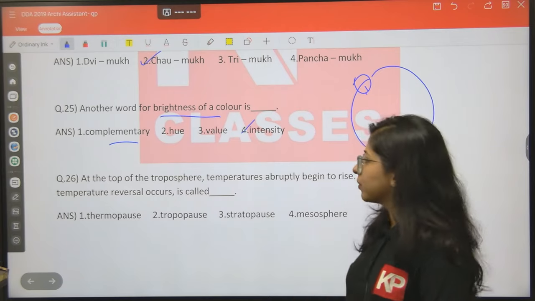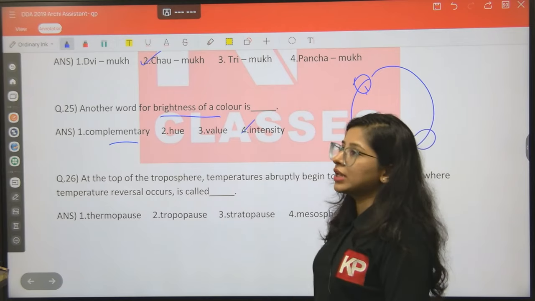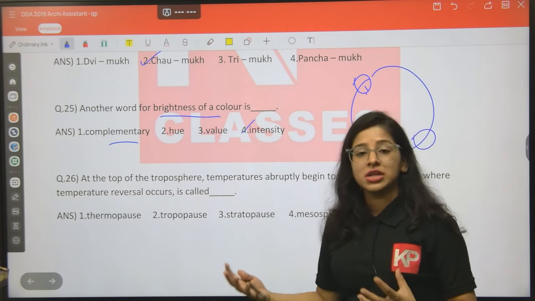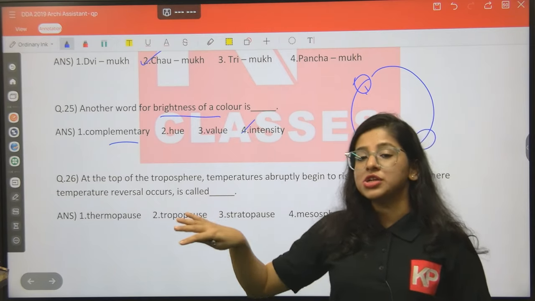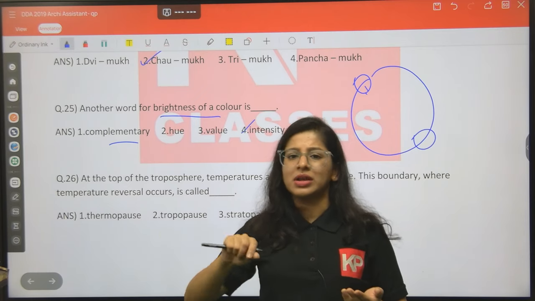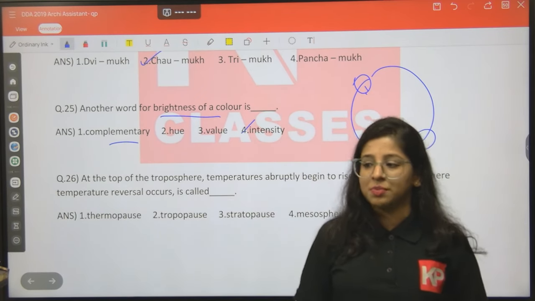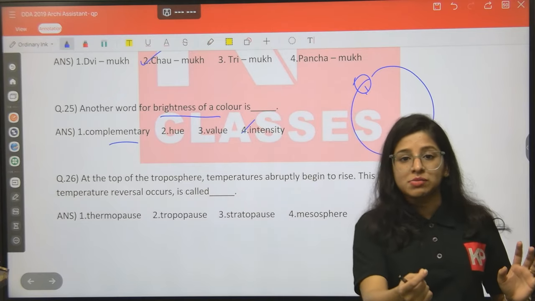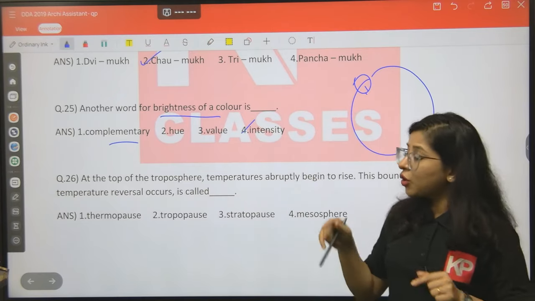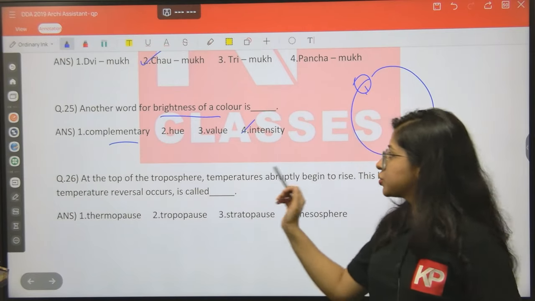Hue is basically your origin, the original group. Let's say yellow. You have multiple shades, let's say lemon yellow and sunset yellow, but the origin, the parent group, is yellow. Similarly, red, maybe you have crimson, but the parent group is red. So the original group, the parent color, that is known as hue.